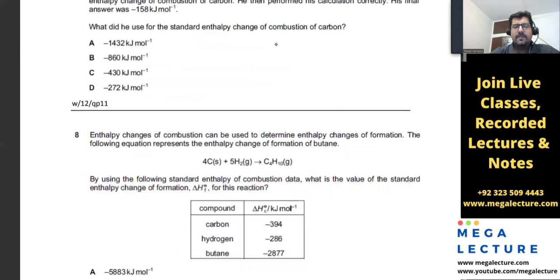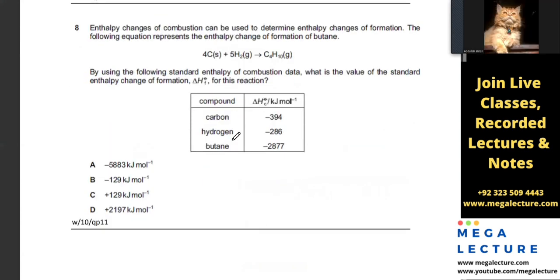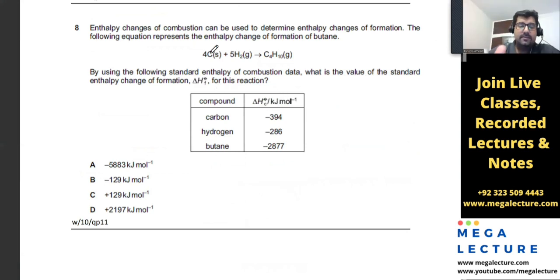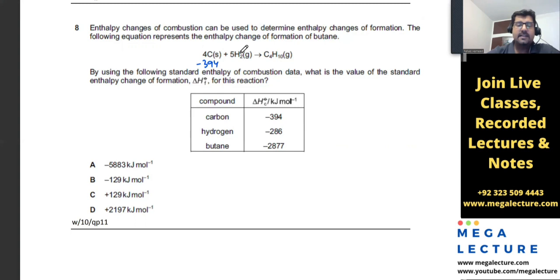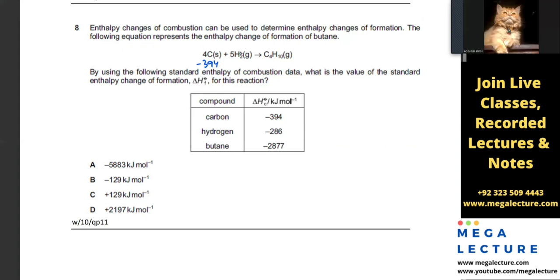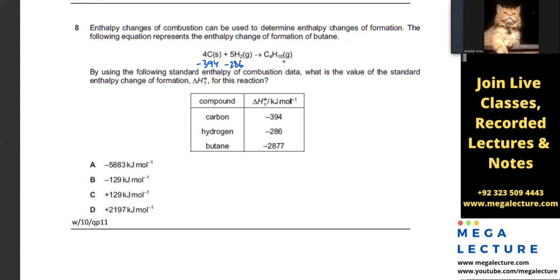Similarly, let's try some combustion questions, this one. In this case, they gave you the enthalpy of combustion of carbon, so minus 394. They gave you the enthalpy of combustion of hydrogen, that's minus 286. And they gave you the enthalpy of combustion of butane, which is minus 2877.